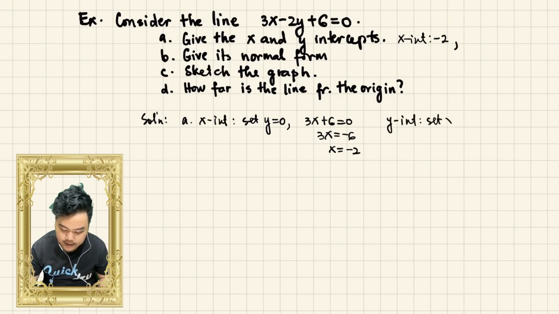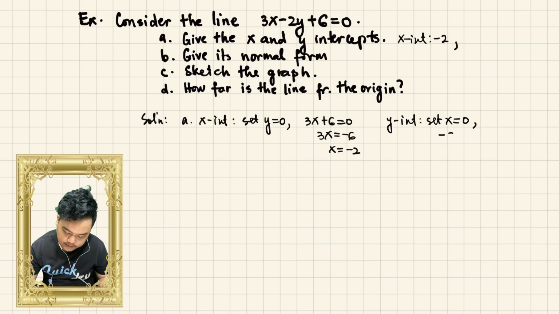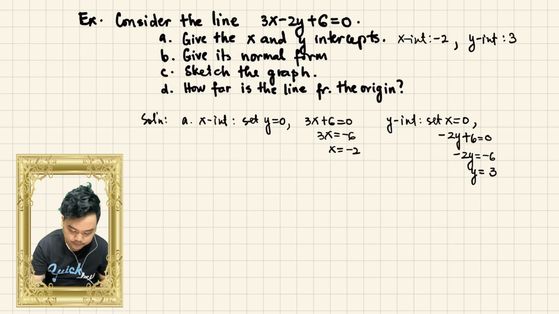I-set yon si x kay 0. So, mangyayari, 0 ito, you get negative 2y plus 6 is 0. Or negative 2y equal to negative 6. Divide both sides by negative 2, you get y equal to 3. So, ang y-intercept ay 3.